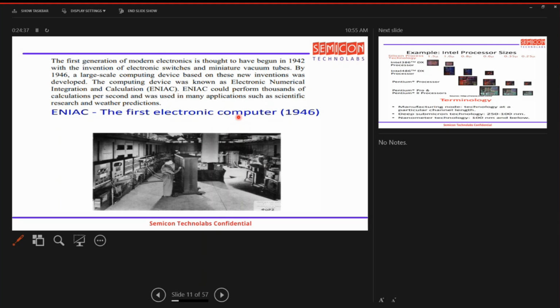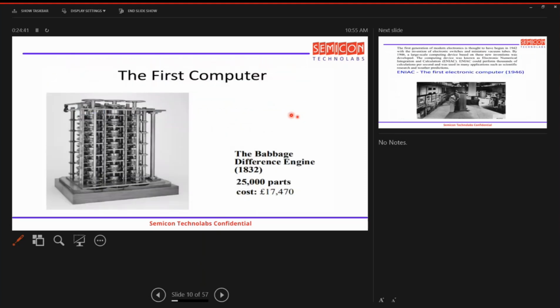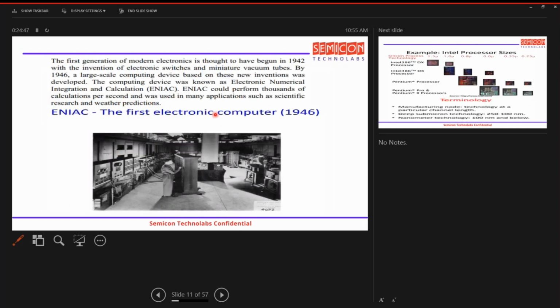The first electronic computer, 1946. This computer was in 1832, and it had majority mechanical parts. This is a purely electronic computer in 1946. But then a single computer was the size of a big room, a big hall. And almost 4 people or maybe more were manually helping to operate this computer. That was the situation in 1946.